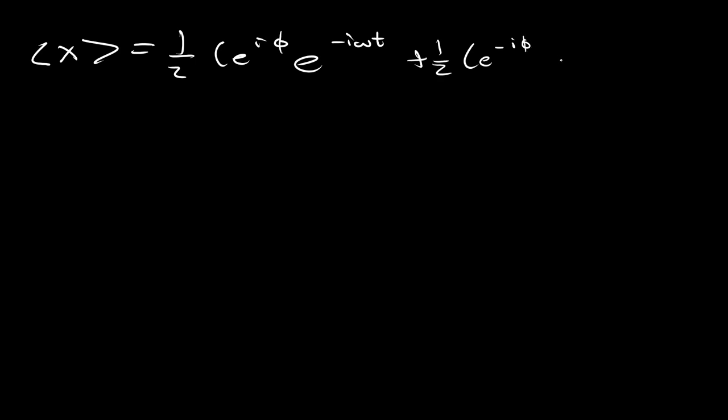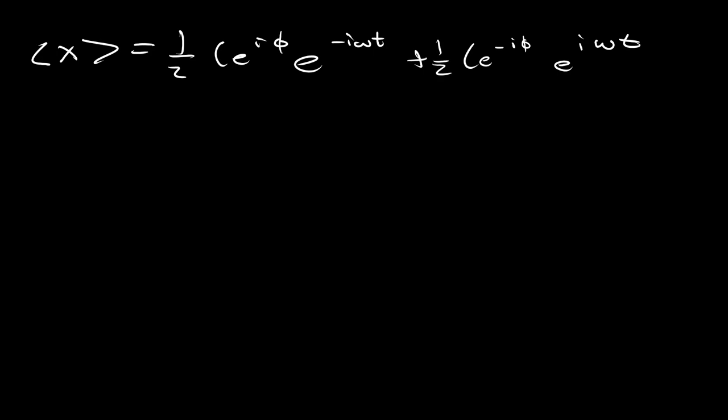And when we apply this, we're going to end up getting that the expectation value of X is equal to 1 half C e to the i phi e to the minus i omega t plus 1 half C e to the minus i phi e to the i omega t. And now again, we have stuff here that indicates that we have a sine and cosine. We can combine these exponentials in either case, and we can really just use the identity here.